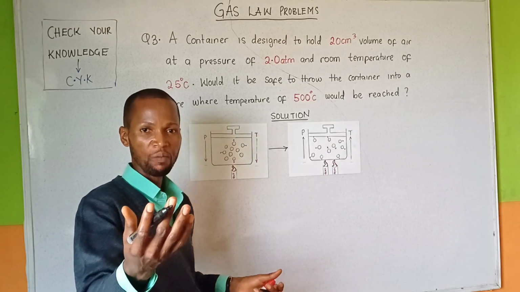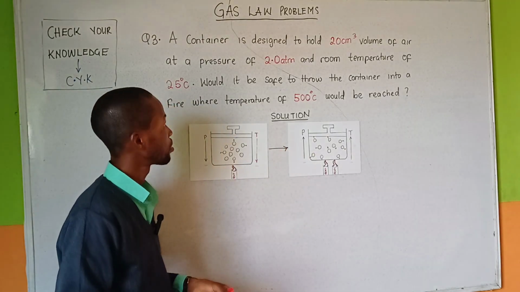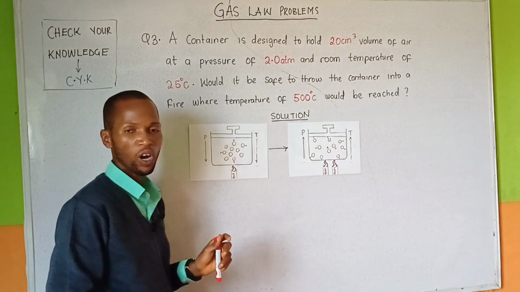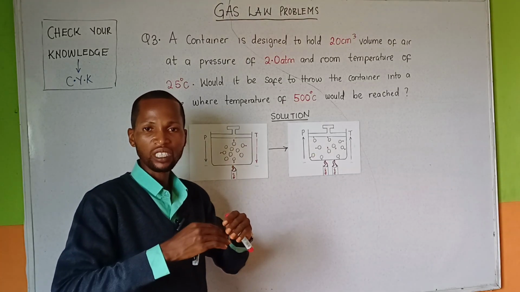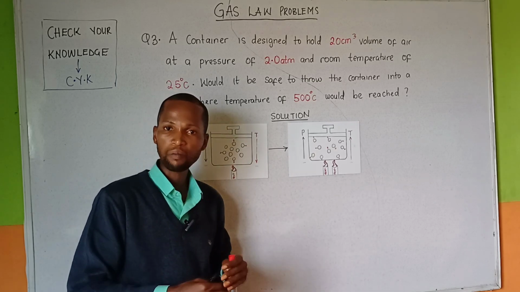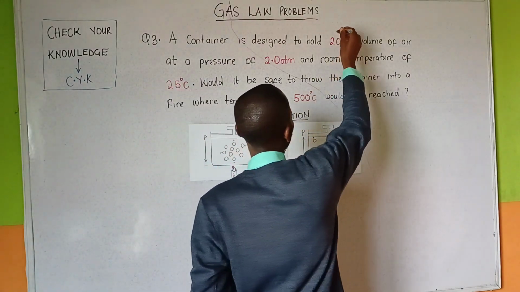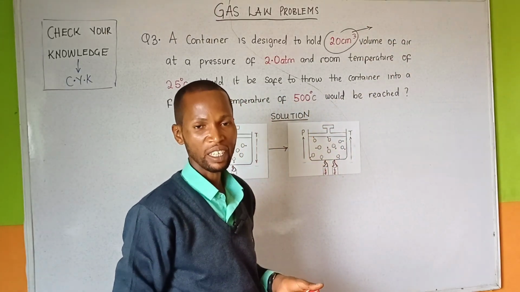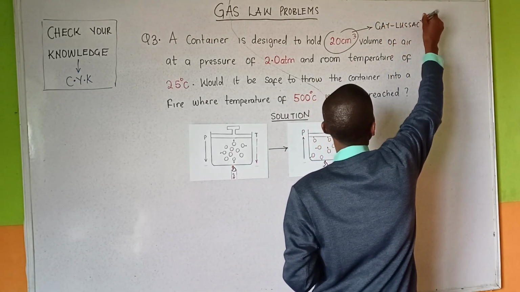You're welcome back. Let's confirm if your final answer is correct. We can look closely at these two charts right here. We're told that a container is designed to hold 20 cm³ volume of air. That implies that the volume of air is not changing in the container, irrespective of the changes that we have in temperature and pressure. So the volume is kept constant. So if volume is kept constant, it is in accordance with which gas law? That's right, Gay-Lussac's law.